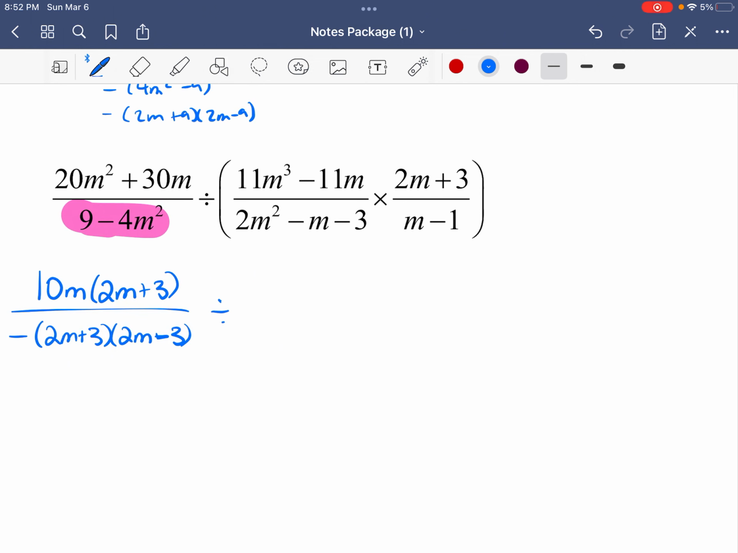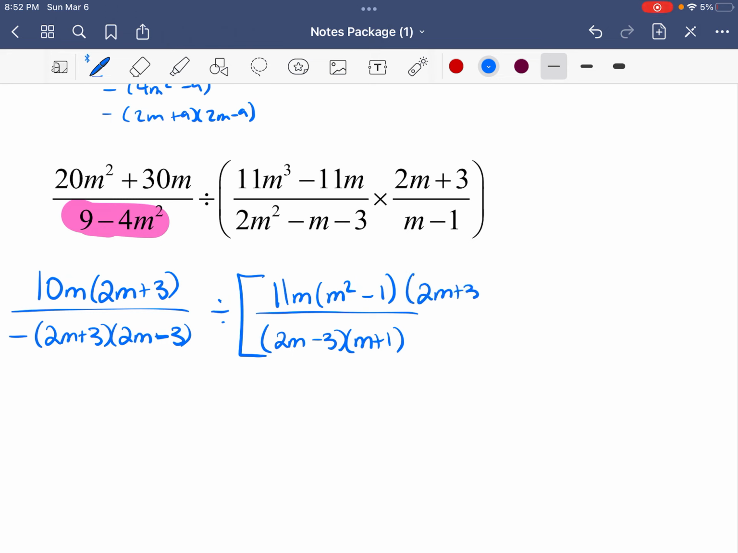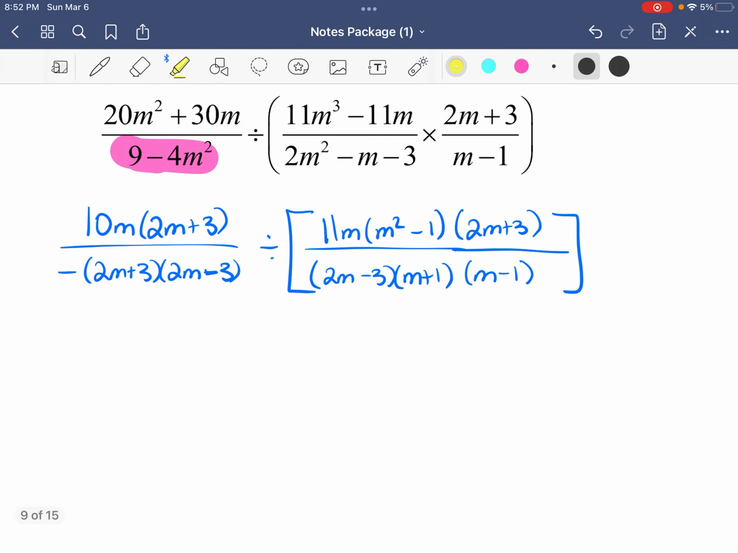And let's do divided by, factor out an 11m. We're going to get m squared minus 1. Another greasy thing going on there. And then we get 2m minus 3 and m plus 1. And then we're multiplying, so I'm going to put this factor up here, 2m plus 3 over top of m minus 1. There's one more thing that we can factor, this m squared minus 1. That's a difference of squares.